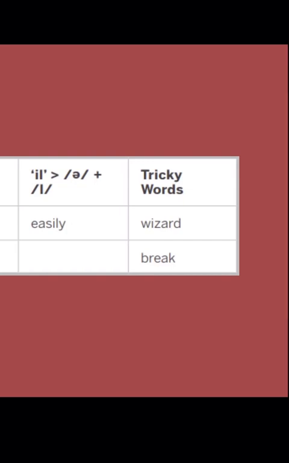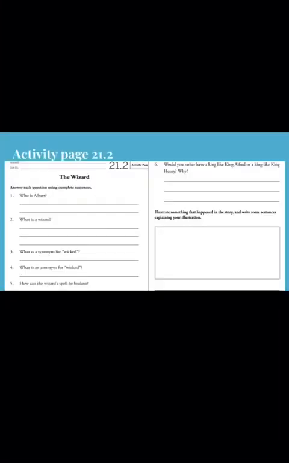Oh, and your tricky words. We have wizard. What might be tricky about the word wizard? Wizard. That AR sounds like it's making the ER sound. Do you hear it? Wizard. Okay, let's go to the next word. Break. What is tricky about the word break? That EA are working together and they make that A sound. Break. Okay, very good. All right, let's go to our next slide.